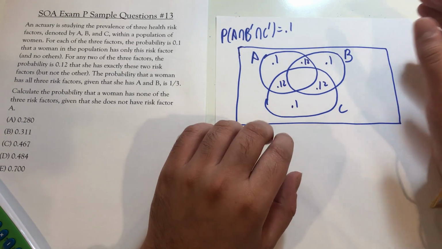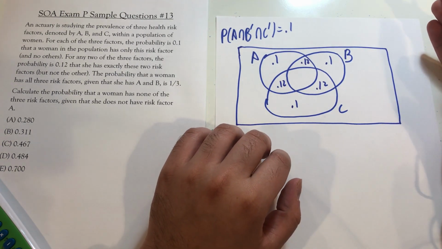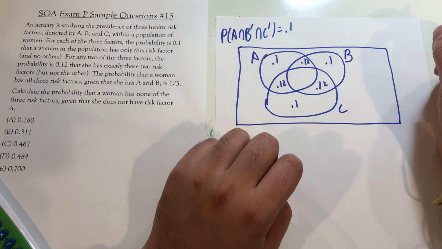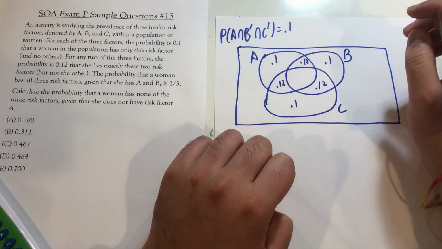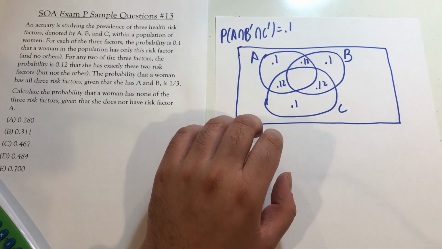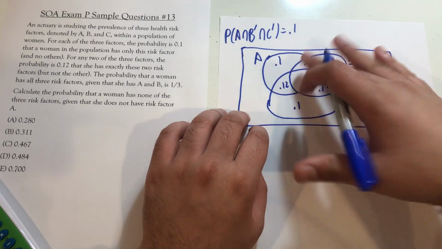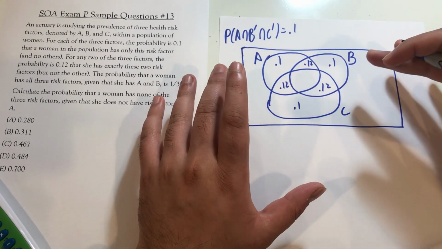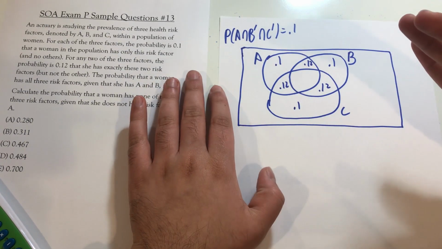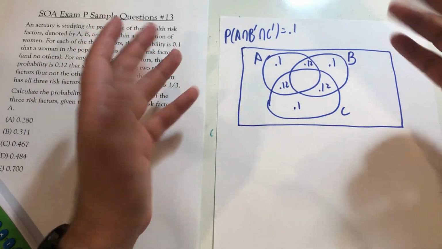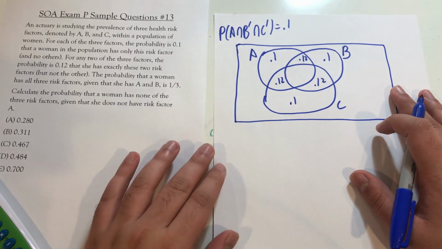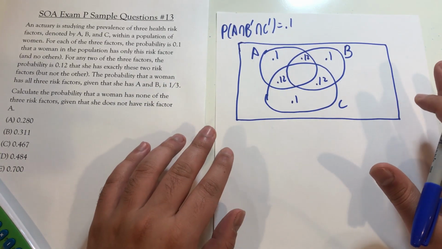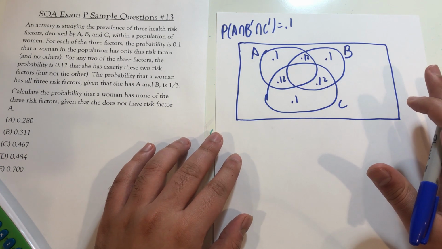And then the last thing it gives us is the probability that a woman has all 3 risk factors, given that she has A and B, is 1/3. Now that's not something we can fill into a diagram like this, conditional probabilities don't work. Intersections and unions work. These are good for intersections and unions. So let's take a look.